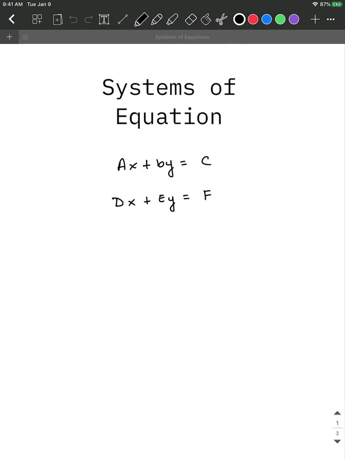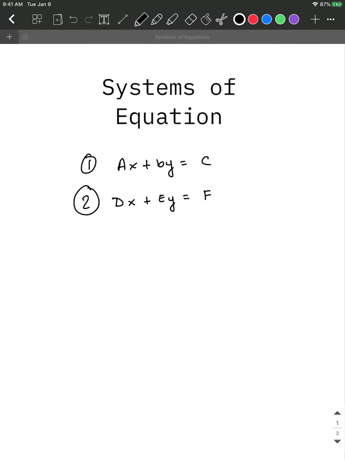Hey y'all, today in this episode we're going to be talking about systems of equations. So I want to give you the general description of what a system of equations would look like. For systems of equations, you'll end up with two equations that would look similar to this.